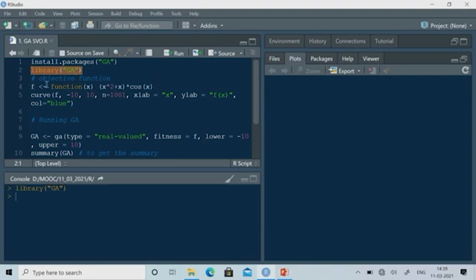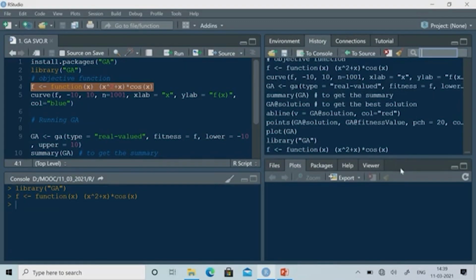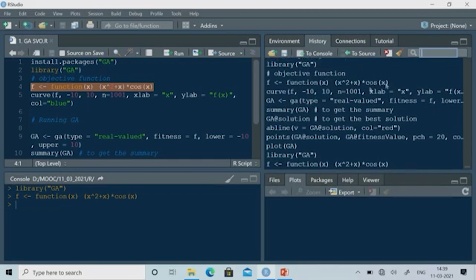So, here the function is written: f equal to a function of x. So, one variable only, and this is x square plus x into cos x. So, this is the function. So, I am executing this particular function. So, now this function has been executed, and whatever you have executed, you can see on the history here. The function is there, and the library has been included.